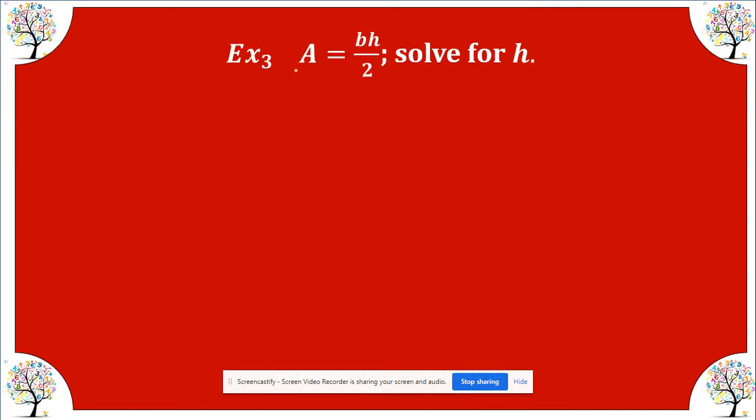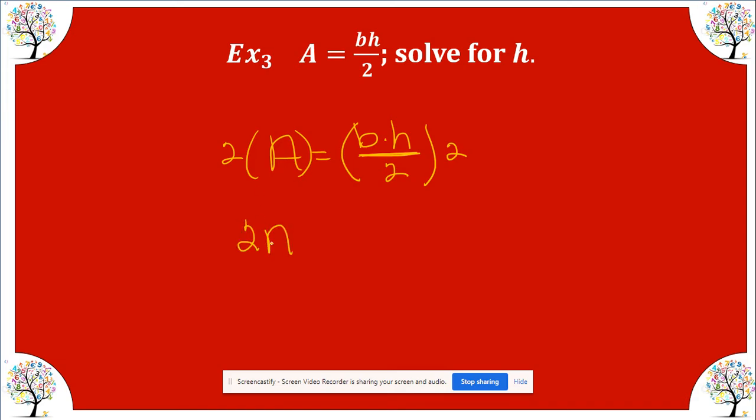Here we have the formula for the area of a triangle. Let's say we know the area and we know the base, but we don't know the height of the triangle. So we want to isolate the height. So the height was multiplied by b and then divided by 2. So we're going to do the opposite order and opposite inverse. So we're going to undo the division first. We're going to multiply both sides by 2.